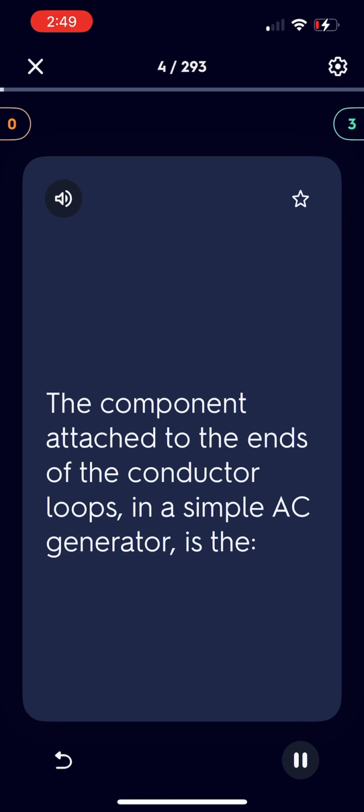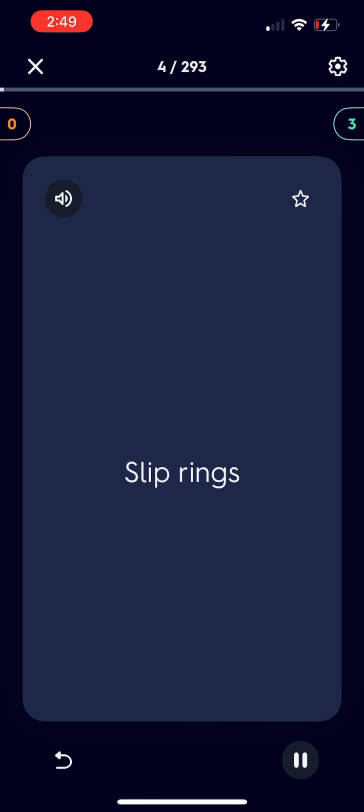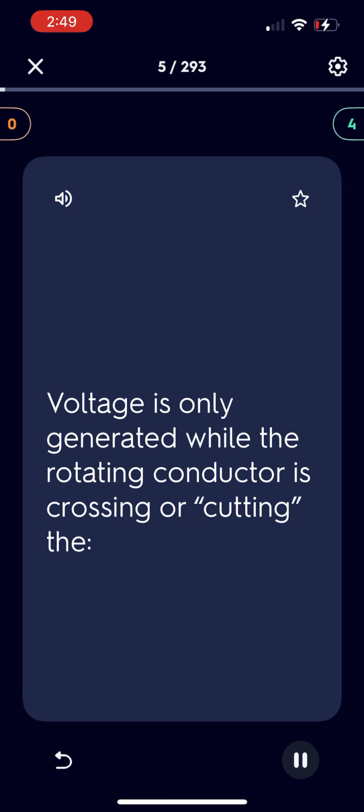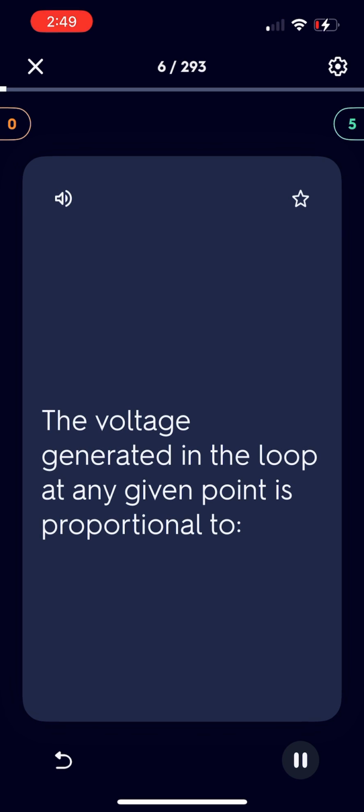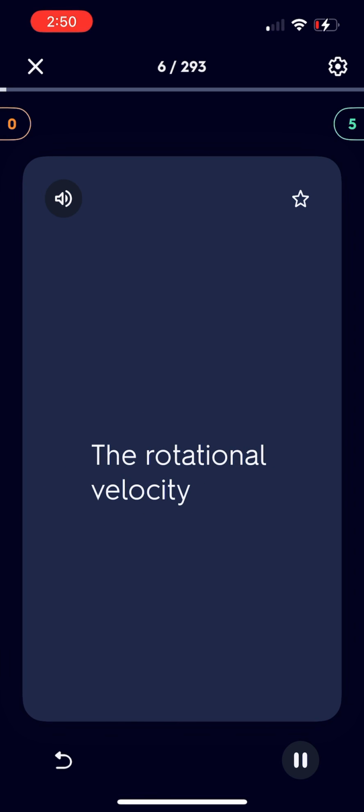The component attached to the ends of the conductor loops, in a simple AC generator, is the slip rings. Voltage is only generated while the rotating conductor is crossing or cutting the lines of force within the magnetic field. The voltage generated in the loop at any given point is proportional to the rotational velocity.